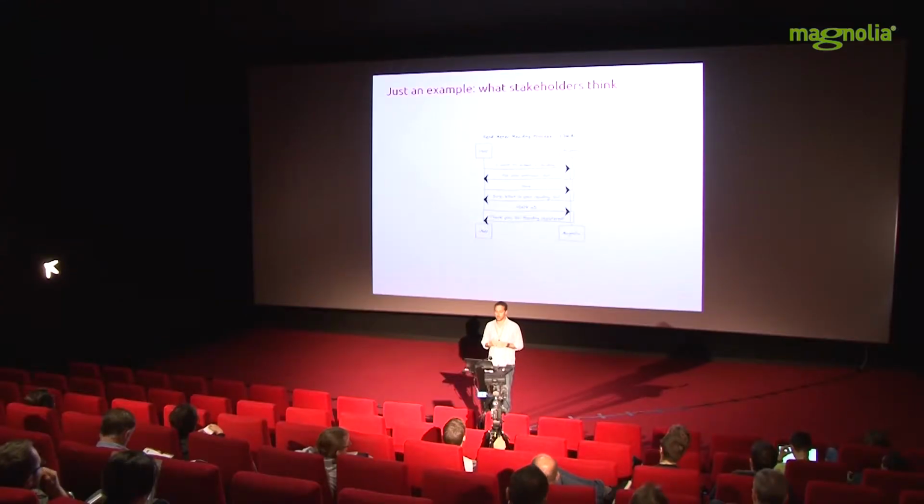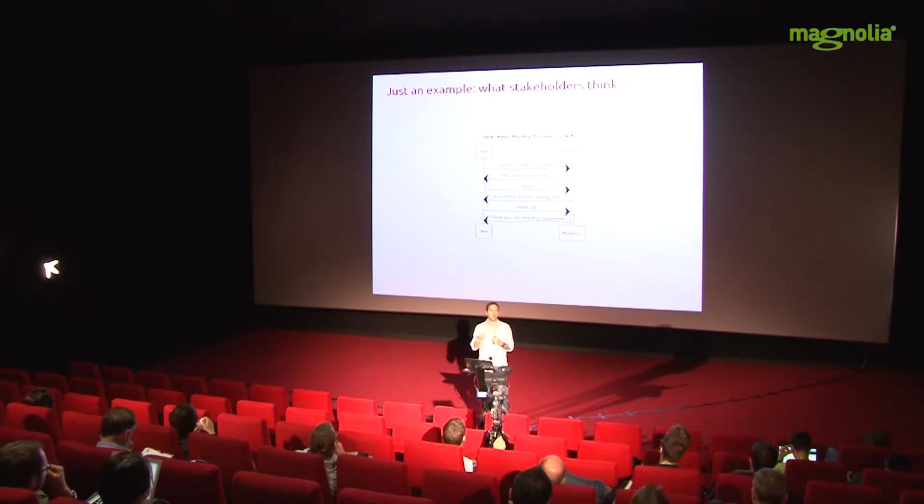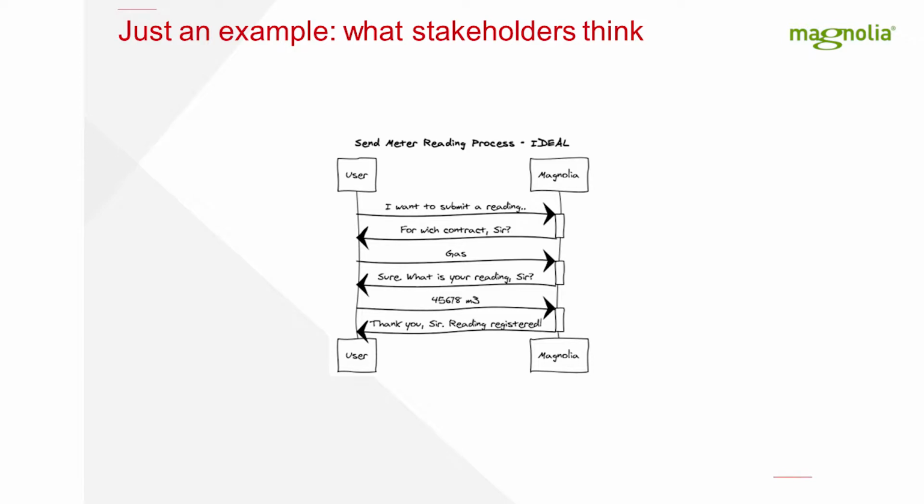Just to make an example, this is the send meter reading process, when you communicate your meter reading to the utility to have the billing back. So this is what stakeholders think. For example, I want to submit a reading: for which contract? Give the contracts list. Give me the reading and thank you. So this is the perfect solution. But reality, as you know, is not like that.